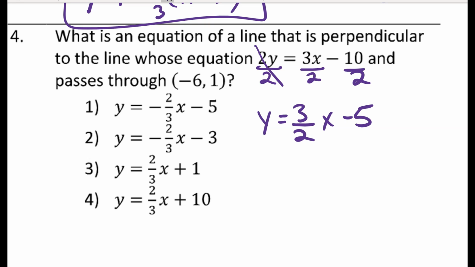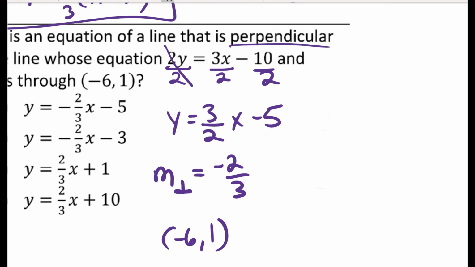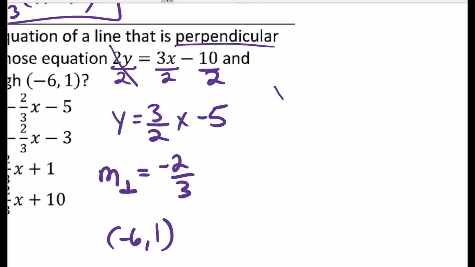So if I need it to be perpendicular to this line, it needs to have a negative reciprocal slope to 3/2, which is just negative 2/3. And it also needs to go through the point negative 6, 1. So I'm just going to plug into point slope form to figure out what this equation should be. So y minus y1 equals my slope times x minus x1.